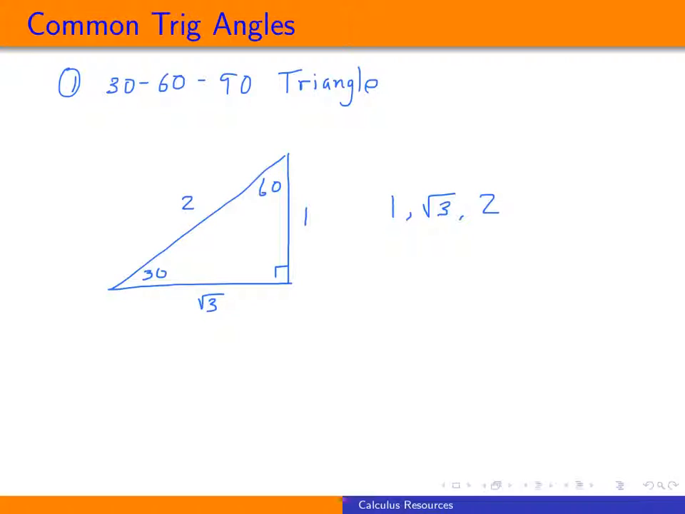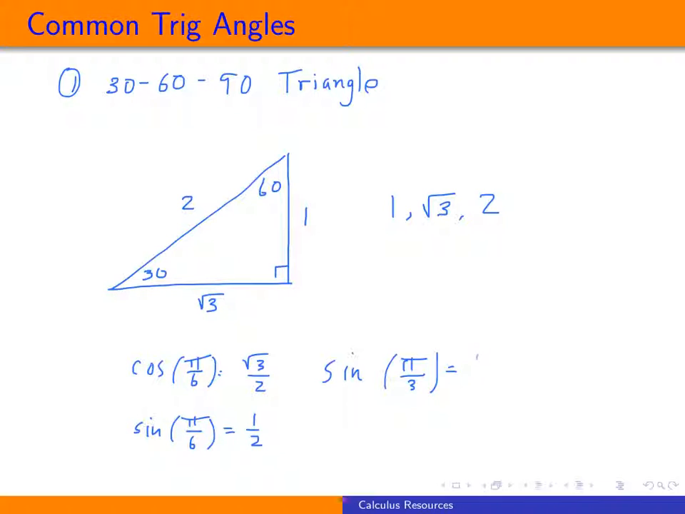Now, looking at what we have here, well, we can see that cosine of pi over 6, so pi over 6 is 30 degrees, is root 3 over 2, and sine pi over 6 is 1/2. If we look at 60 degrees, we can see that sine of pi over 3 is root 3 over 2, and cosine pi over 3 is 1/2. So if you remember your 30, 60, 90 triangle, it's a matter of labeling the sides correctly, and then we can use how the trig functions are defined to remember cosine and sine of pi over 6, pi over 3.